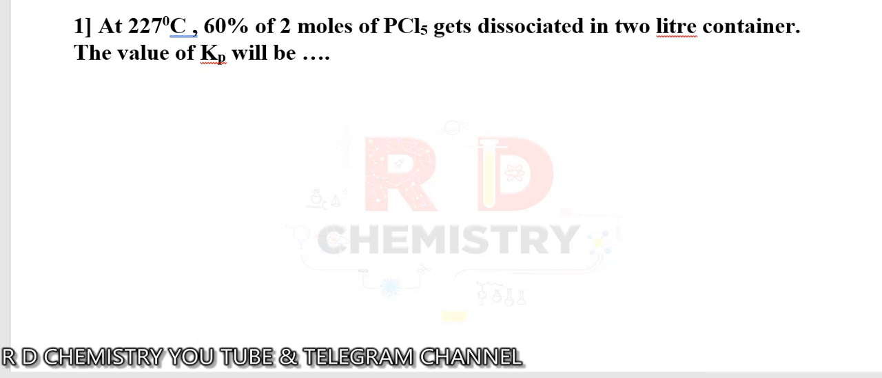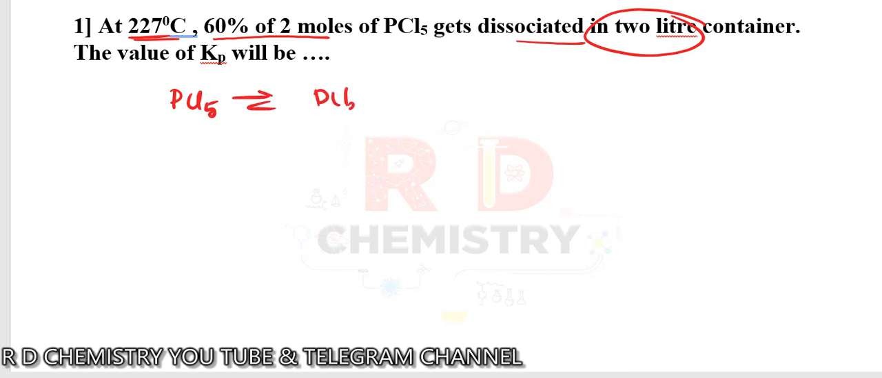Read this question: at 227 degrees centigrade, 60% or 2 moles of PCl5 gets dissociated in a 2-liter container. The value of Kp will be equal to what? Let us write the dissociation of PCl5. PCl5 dissociates to give PCl3 and chlorine.